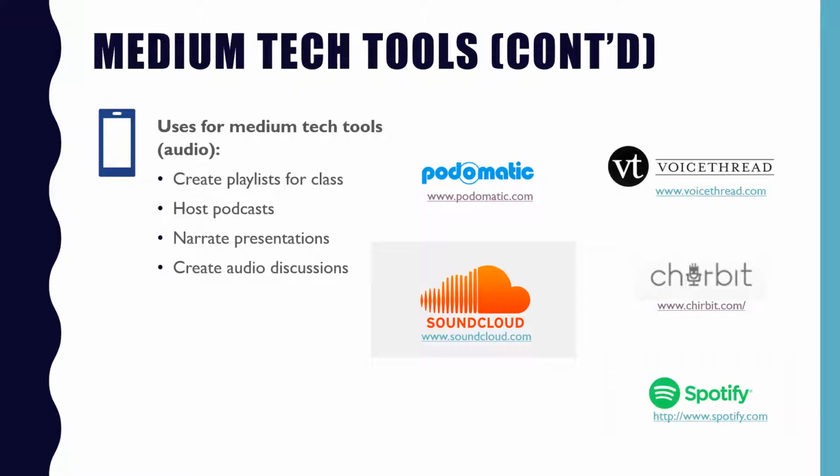Music is a great way to engage students. Create a playlist for your lesson or for your class. Have students create a playlist for an assignment. With SoundCloud or Spotify, you or your students can create a playlist for your class. With SoundCloud, you can record music or other audio to share. Chirbit allows you to share audio on your social media or on your website. If you'd like to create a podcast, you can use Podomatic, which allows you to make one for free.